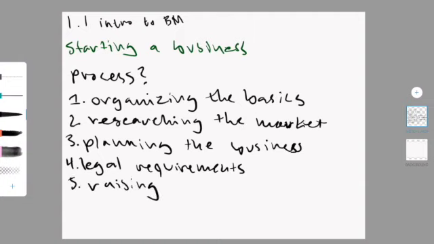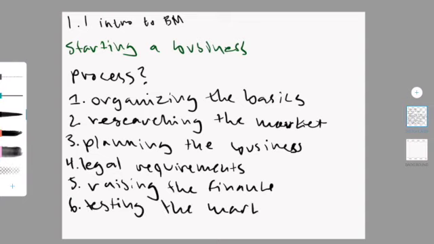Then there is step 6, which is testing the market. Essentially, you launch a product and see how it goes. And if it goes badly, you're going to have to go back, do some more research, fix the problem.